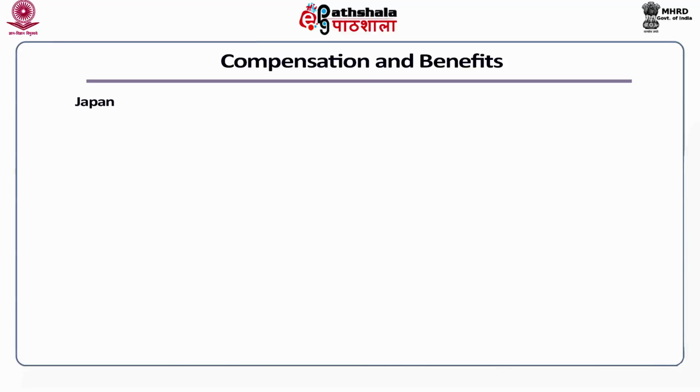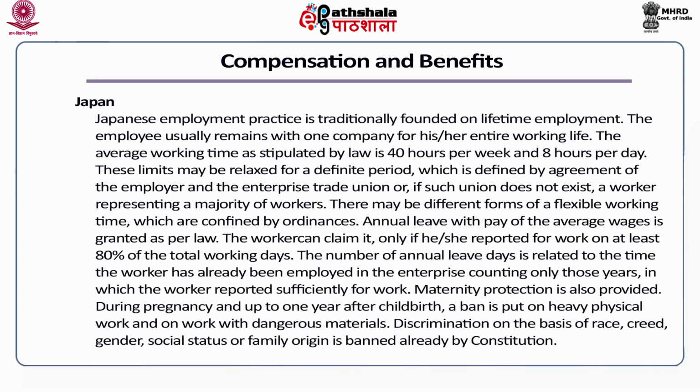Compensation and benefits in Japan. Japanese employment practice is traditionally founded on lifetime employment. The employee usually remains with one company for entire working life. The average working time as stipulated by law is 40 hours per week and 8 hours per day. These limits may be relaxed for a definite period, which is defined by agreement of the employer and the enterprise trade union, or if such union does not exist, a worker representing a majority of workers.